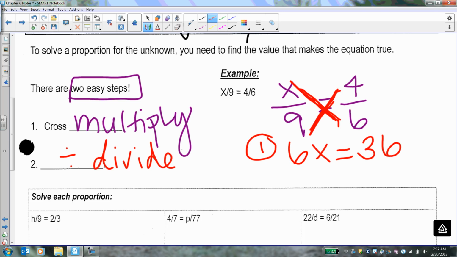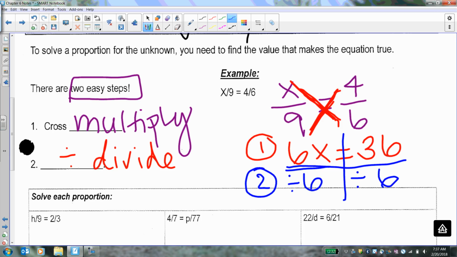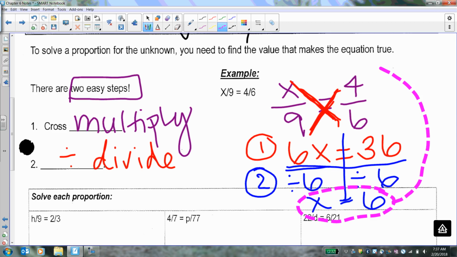All right. Second step, you're just going to divide. So divide by 6, draw your balance bar. Divide by 6, divide by 6, x equals 6. So to make this proportion true, this would need to be a 6. That's what that's telling us. Cross multiply and divide.